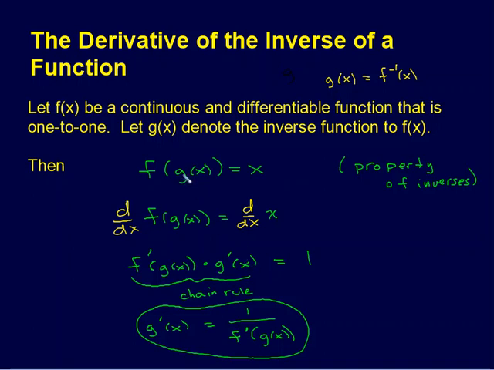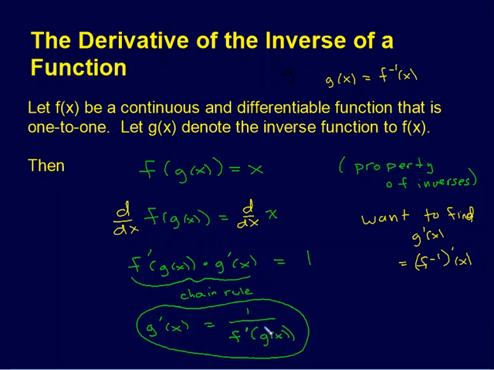But the purpose of this process is we want to find the derivative of that inverse function. We want to find g prime of x, which would also be called f inverse prime of x. We're just going to call it g prime here so these are easier to write. So I'm going to solve for g prime by dividing by this expression f prime of g of x. So by doing that, I've got the expression g prime of x is 1 over f prime of g of x.